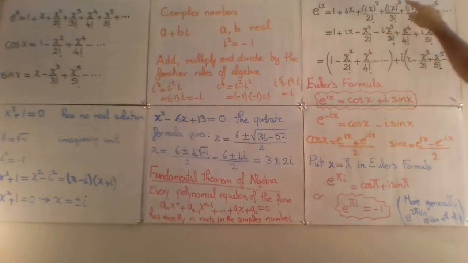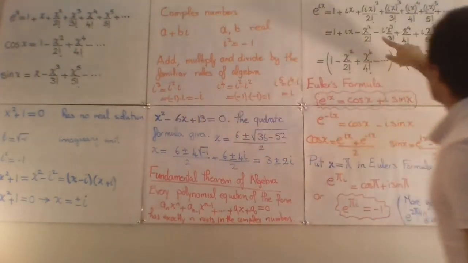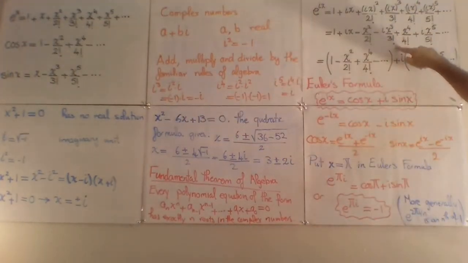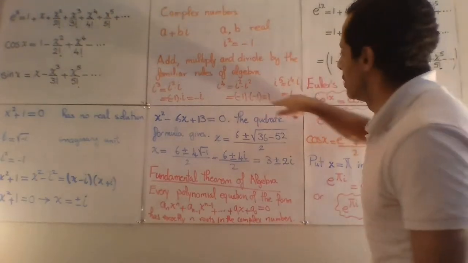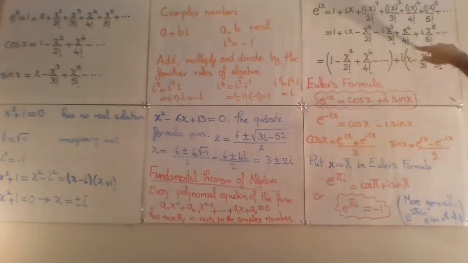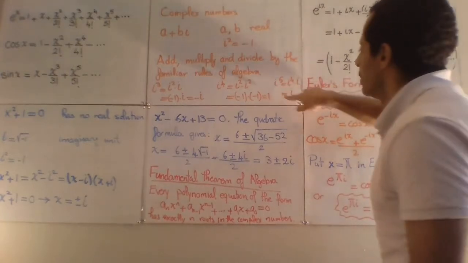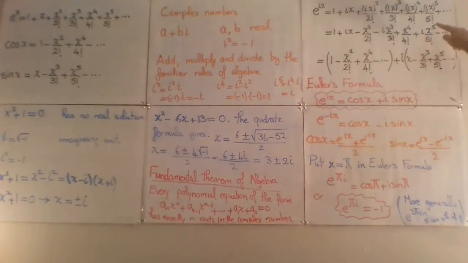I cubed, we said, is negative I. We get negative I x cubed over 3 factorial. I to the 4, we said that this is 1, so plus x to the 4 over 4 factorial. I to the 5 is I, so we get back I times x to the 5 over 5 factorial minus and so on.